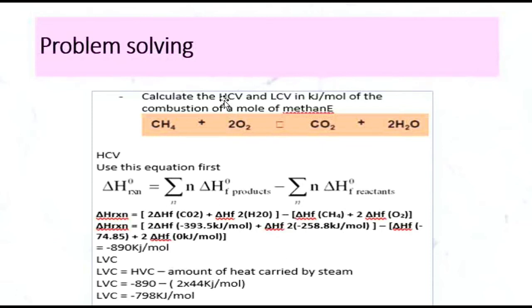Okay. In order to get the LCV or the low caloric value, remember the formula: you just need to subtract the steam from the HCV, or high caloric value. In this equation, you can see that we have two steam. As you can see, there's two water or steam, and the value for steam is 44. So just subtract it in order to get the low caloric value.